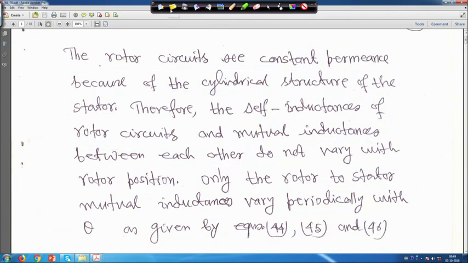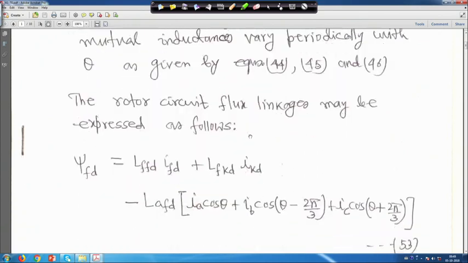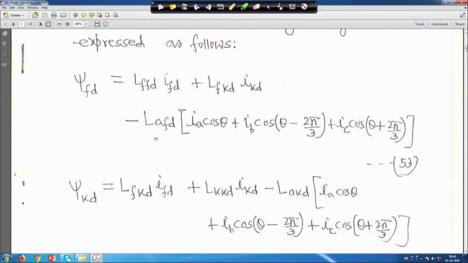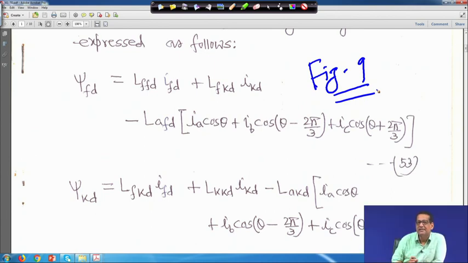So, that means that the rotor circuit flux linkages may be expressed as follows. So, psi FD, looking at, whenever I am writing this equation, all the time please see figure 9, right. According to the direction of the current and how the flux linkages have been defined in the beginning, it is LFFD IFD plus LFKD IKD, minus LAFD into the projection of all the stator currents in all phases A, B and C.